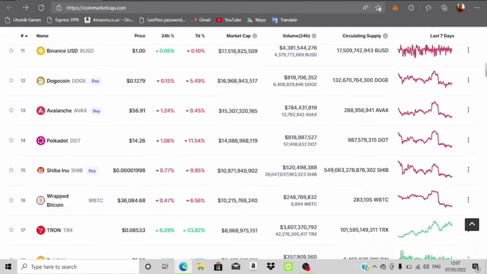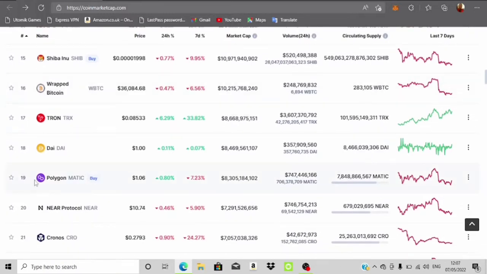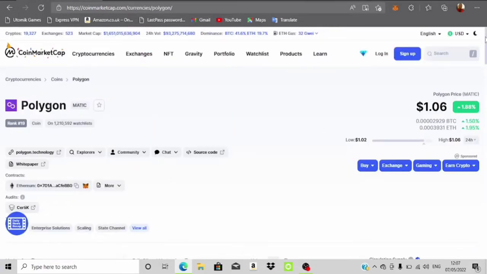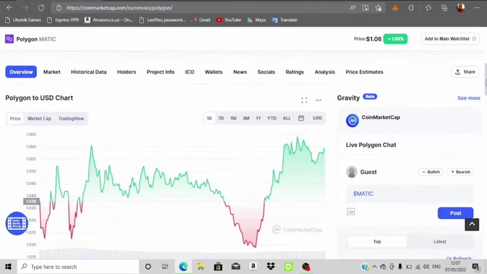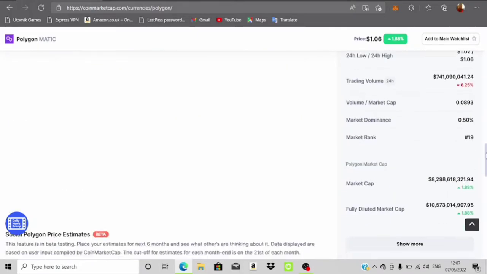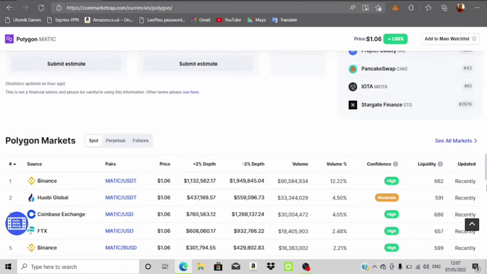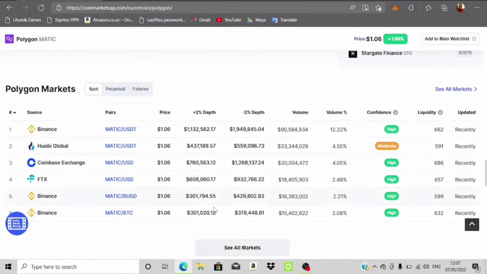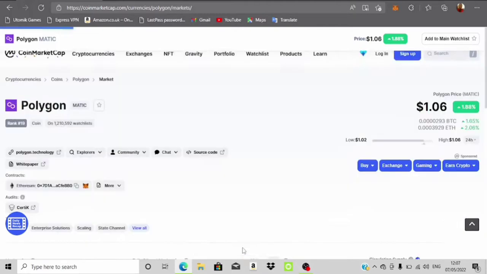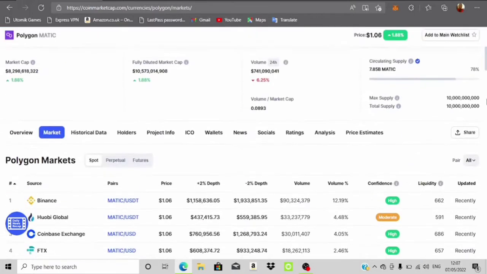So for example, let's take something like Polygon. It's not a stable coin anyway. Let's scroll down to a page like this. So this is actually the thing we are looking for, the Polygon market. These are different exchanges. Let's open this to see the full marketplace.